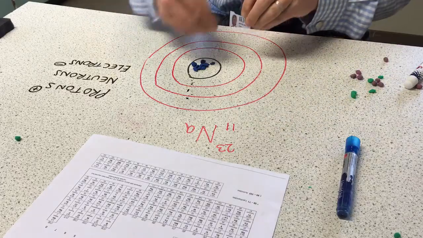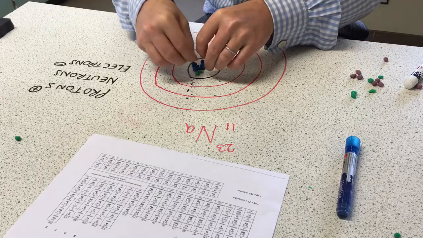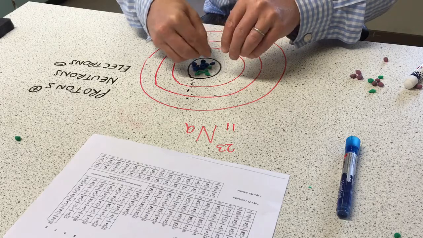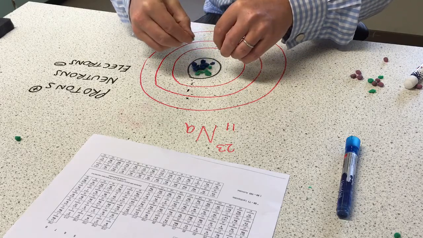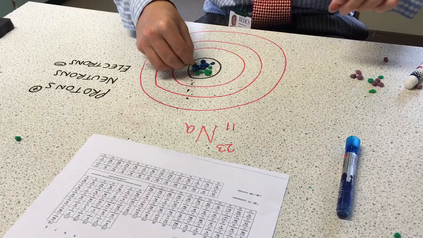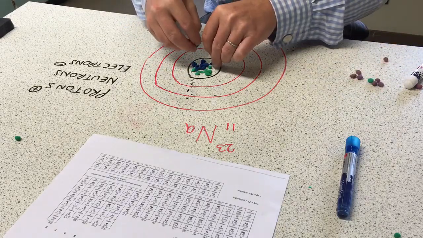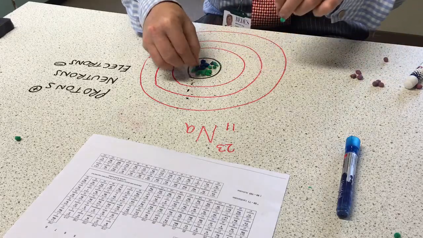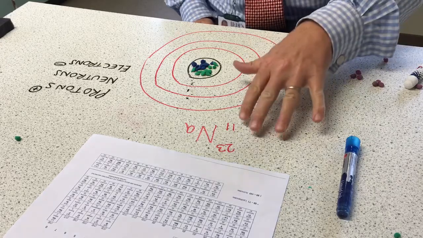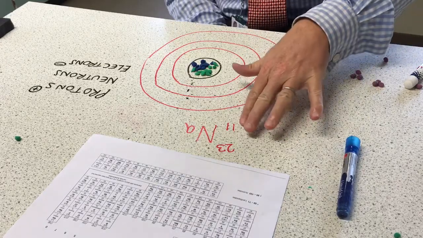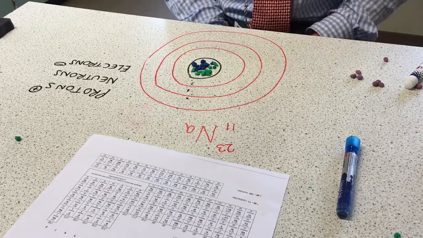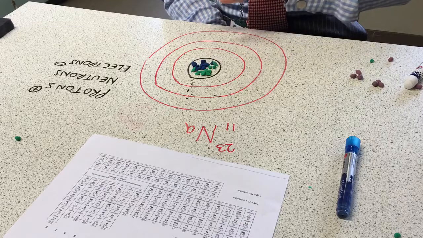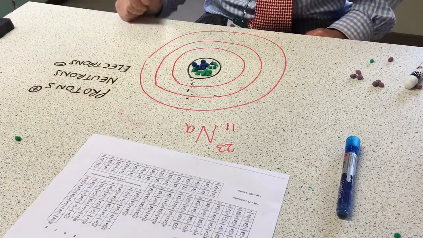So, 1, 2, 3, 4, 5, 6, 7, 8, 9, 10, 11, 12. 11, 23, 11 protons, and 23 minus 11, 12 neutrons. Okay, so there's our nucleus. Remember, this nucleus is sending out a positive charge because the protons are positive.